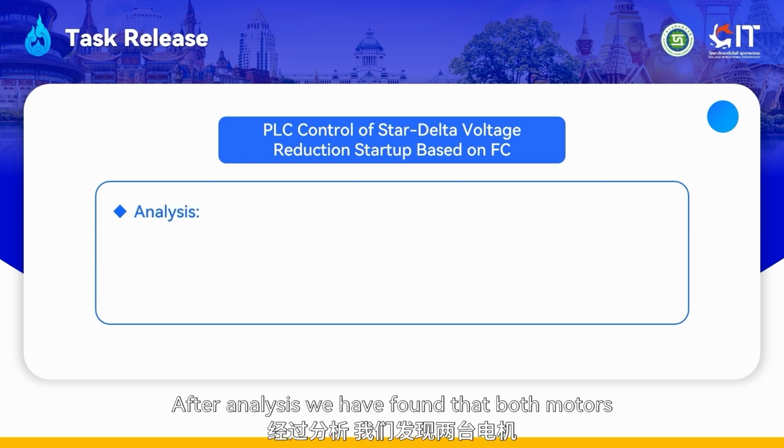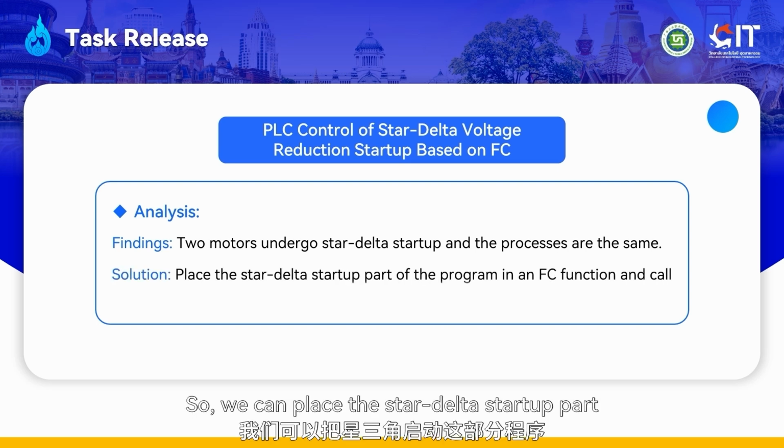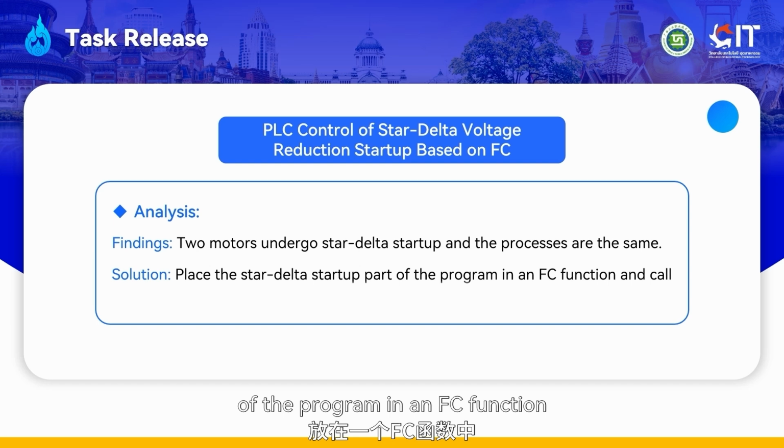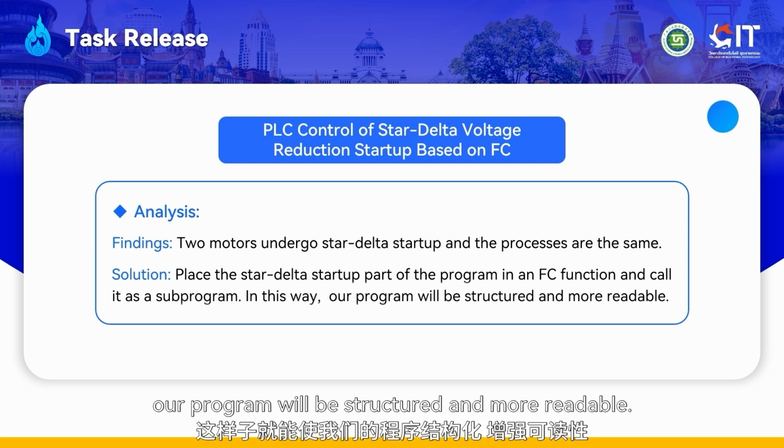After analysis, we have found that both motors undergo star delta startup and the processes are the same. So, we can place the star delta startup part of the program in an FC function and call it as a subprogram. In this way, our program will be structured and more readable.